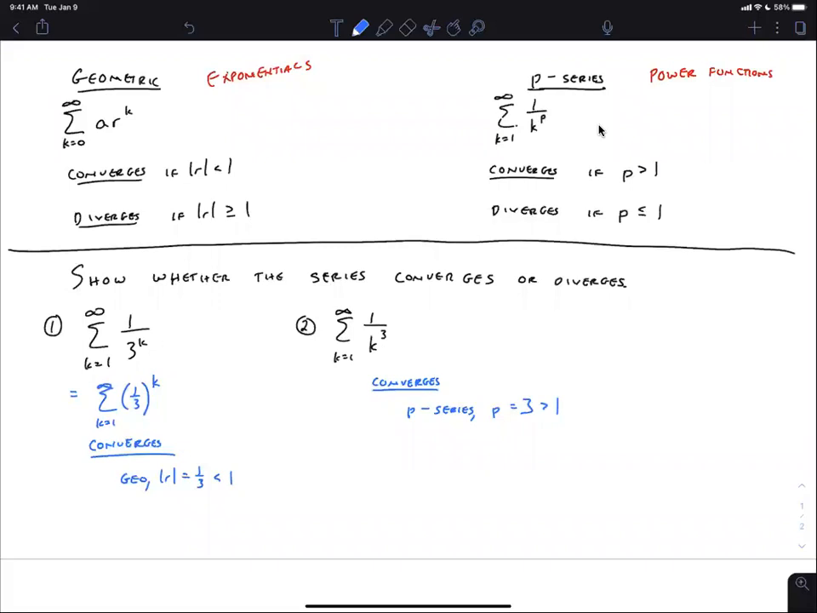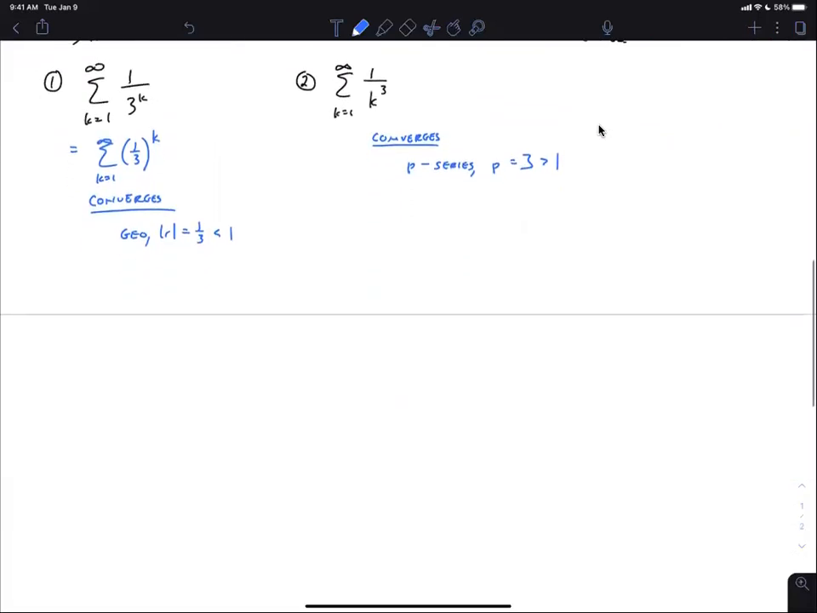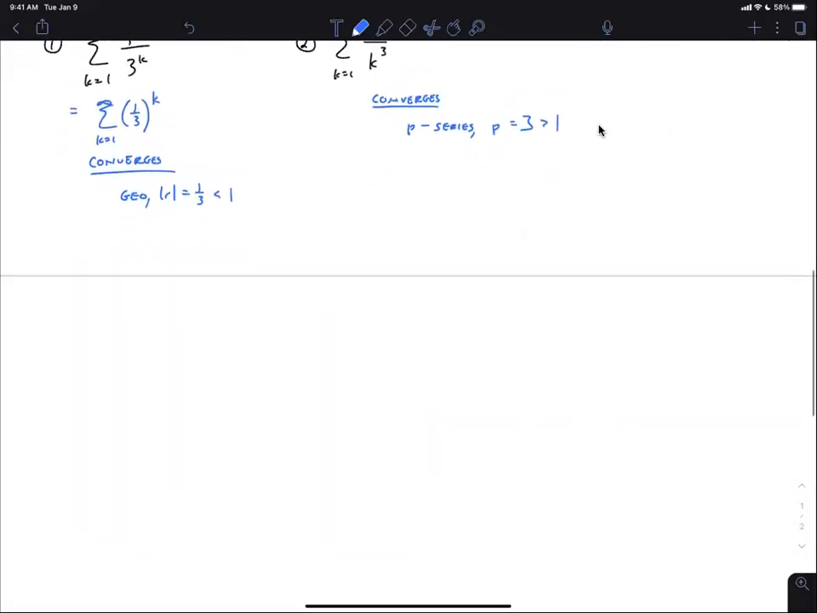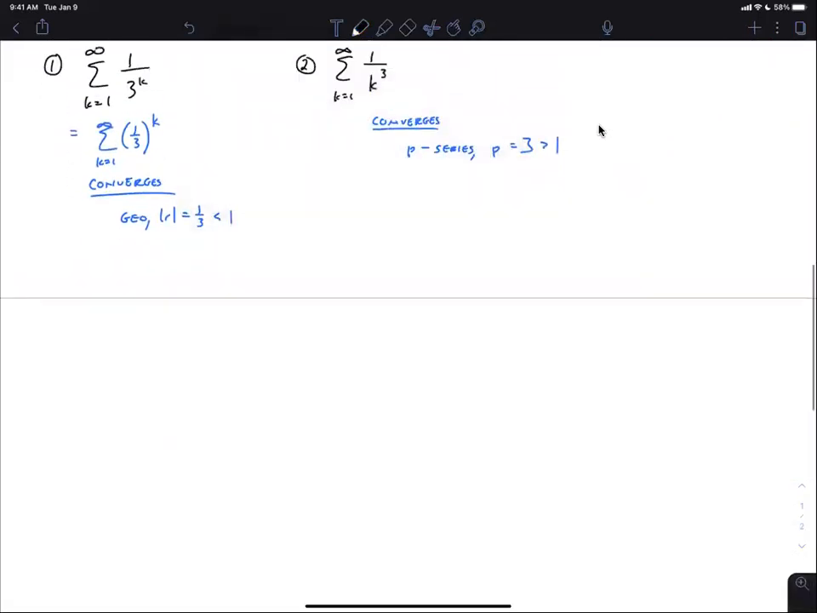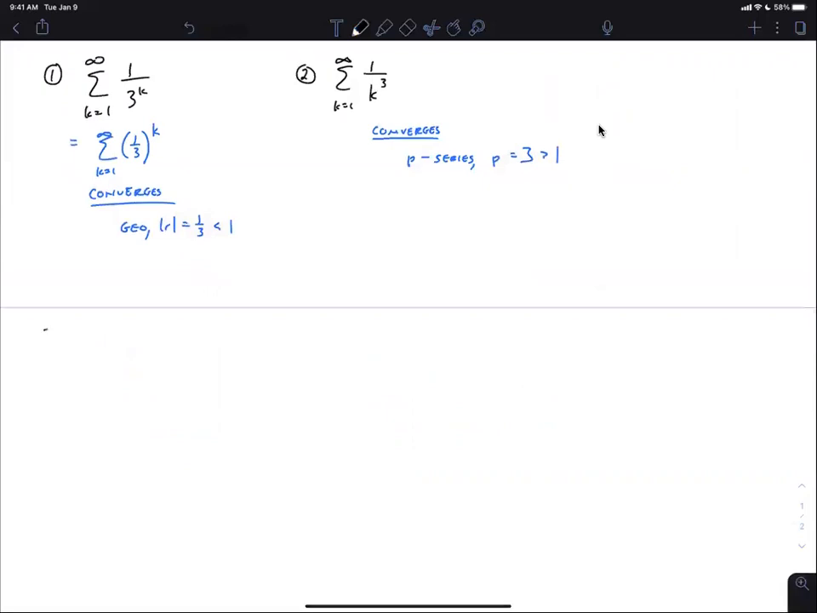Any questions on those? Is that pretty easy so far? All right. Okay, so I'm going to put some more up, and I want you guys to just work through them quickly. So number 3 is going to be the sum k equals 2 to infinity of, and then number 4.